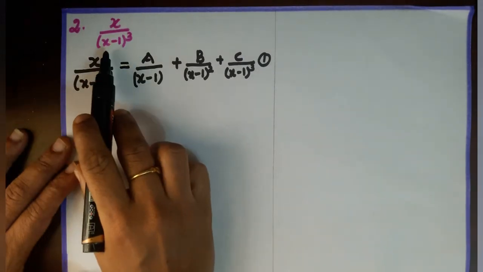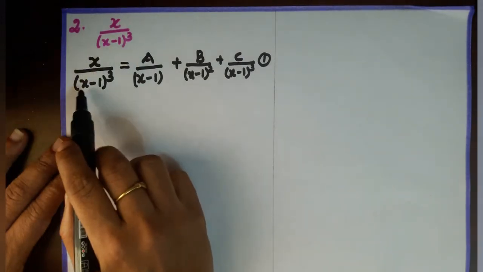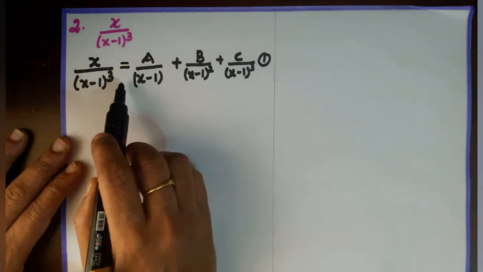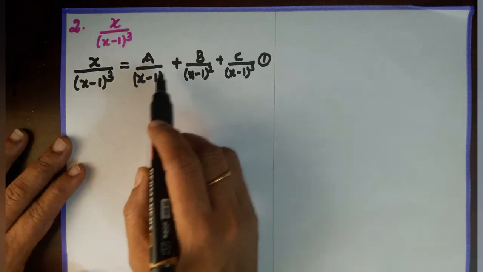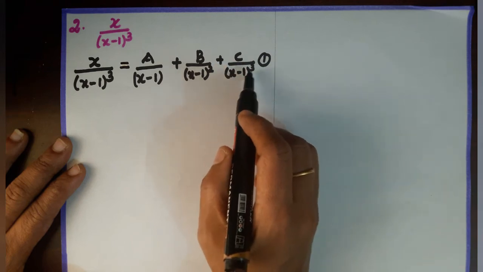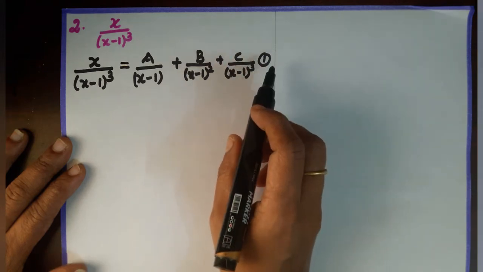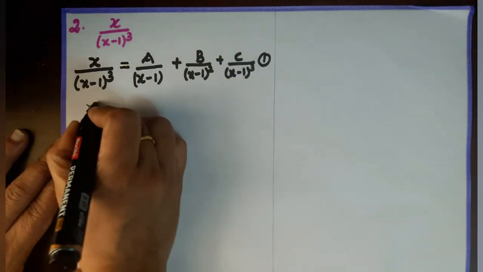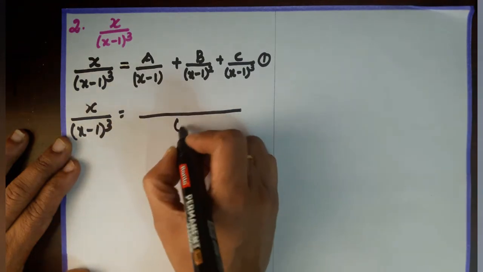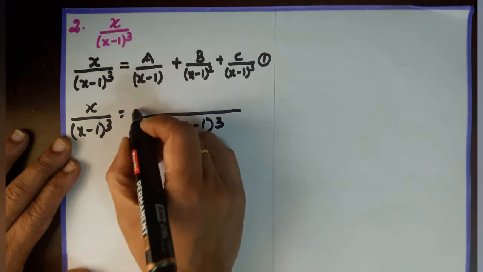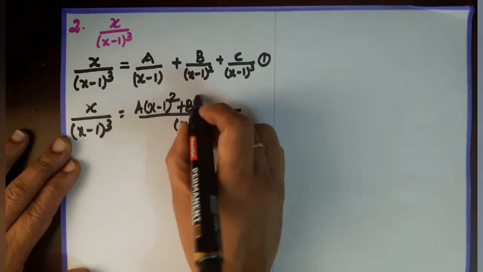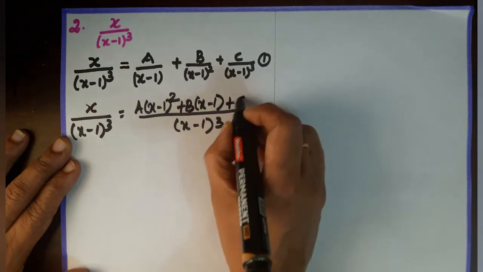Question number 2 is x by x minus 1 the whole cube. x minus 1 the whole cube is a repeated factor. The expansion for this case is A by x minus 1 plus B by x minus 1 with power 2 plus C by x minus 1 with power 3. Assume this as 1. Next we have to take LCM. x by x minus 1 the whole cube equal to, we have the denominator as x minus 1 the whole cube. Then we get A into x minus 1 the whole square plus B into x minus 1 plus C.